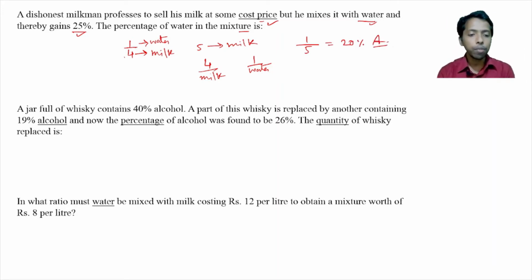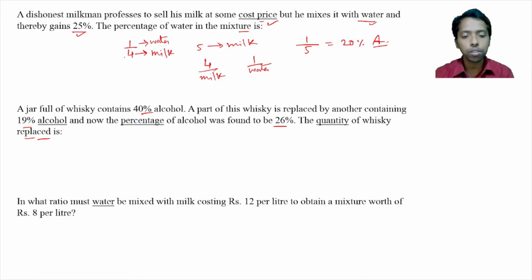A jar full of whiskey contains 40% alcohol. Okay. A part of this whiskey is replaced by another containing 19% alcohol. Good. And the percentage of alcohol was found to be 26%. The quantity of whiskey replaced, right? Keep that in mind. This is asking the replaced part. Okay. So we have to be extra careful here.